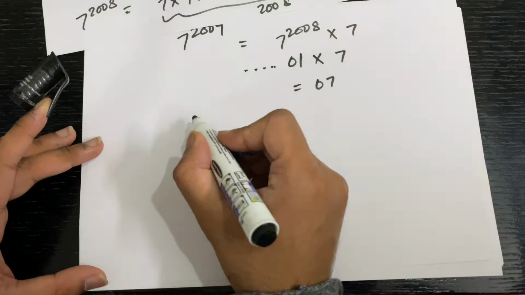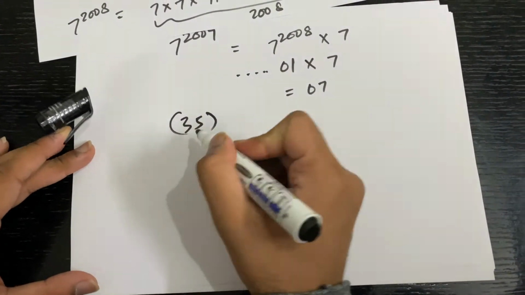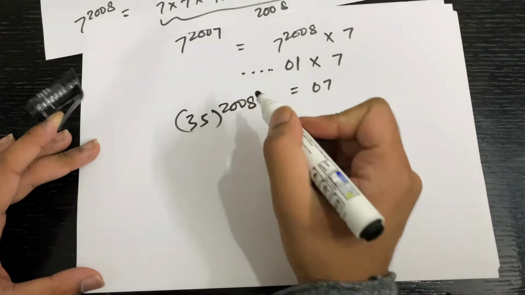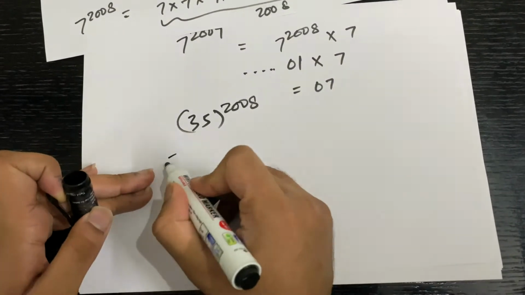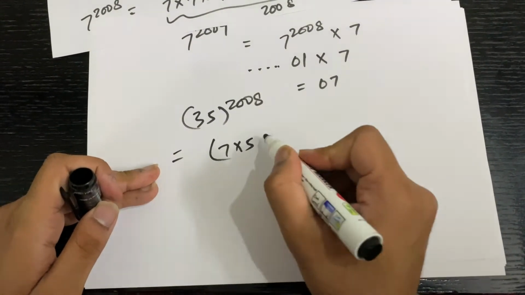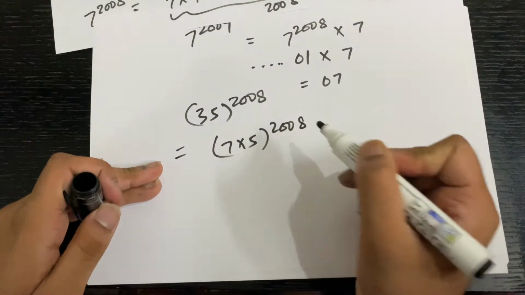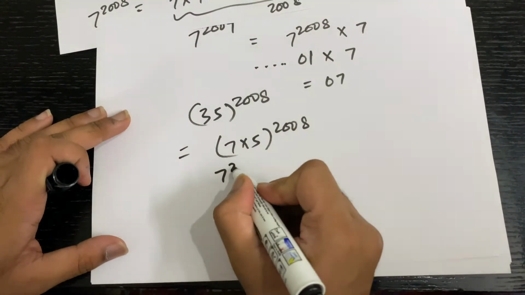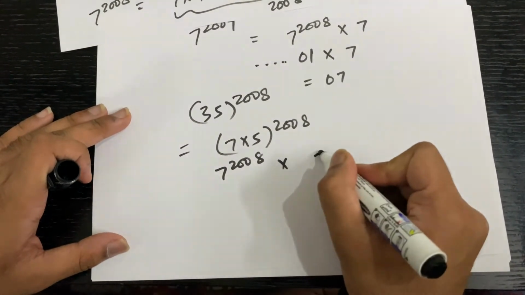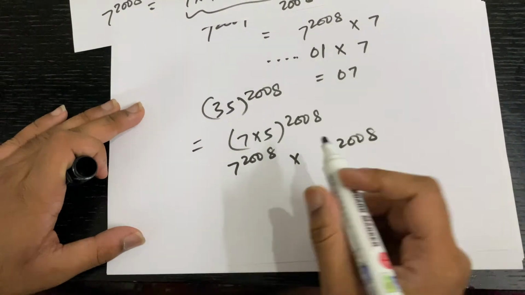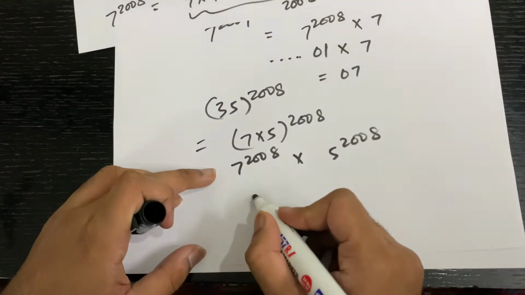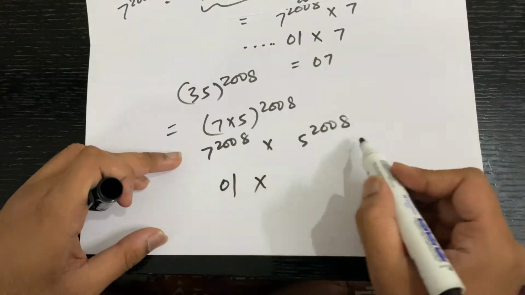Now the question could also be 35 ki power 2008. How would you ever solve this? This is again nothing but 7 ki power 5 to the power 2008. So this is 7 ki power 2008 times 5 ki power 2008. Now the last two digits of the first part are 01. What about 5 ki power 2008?